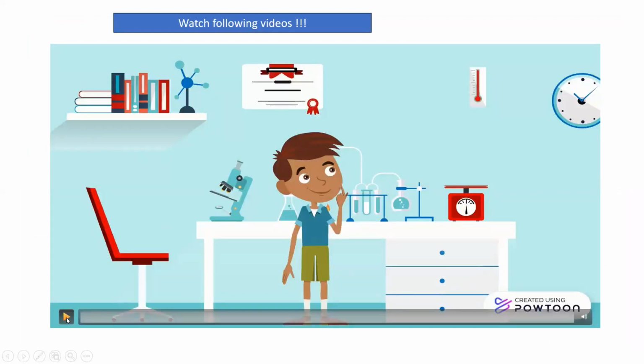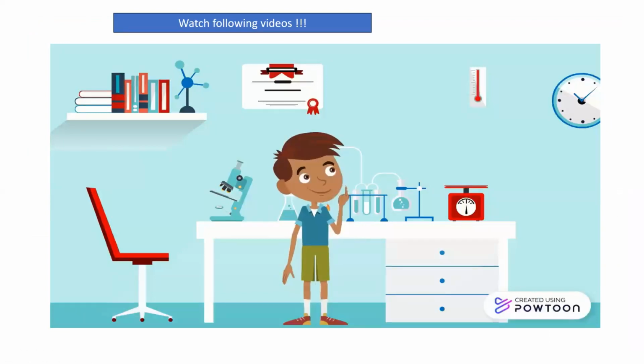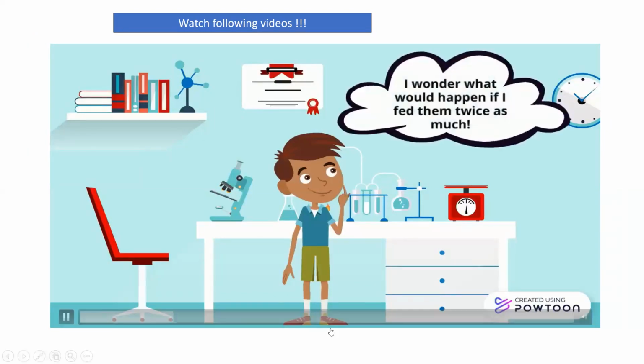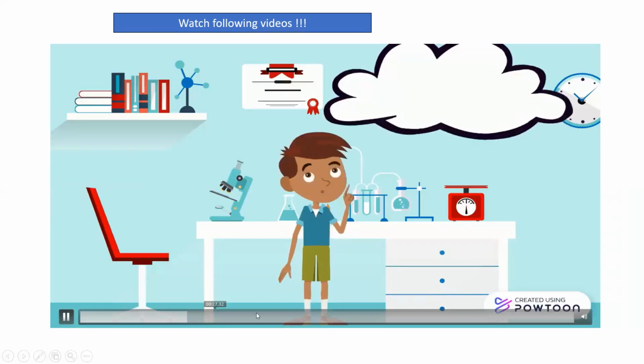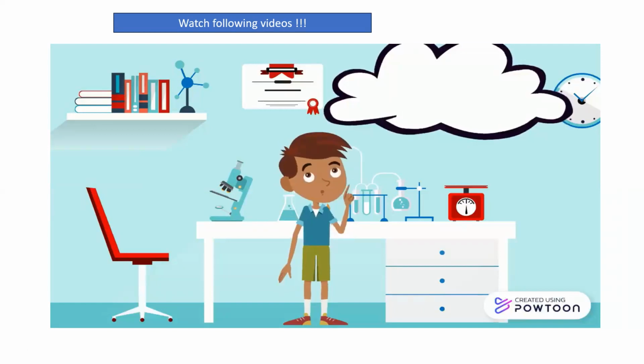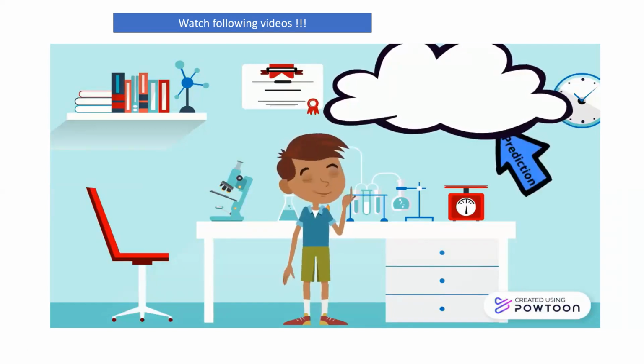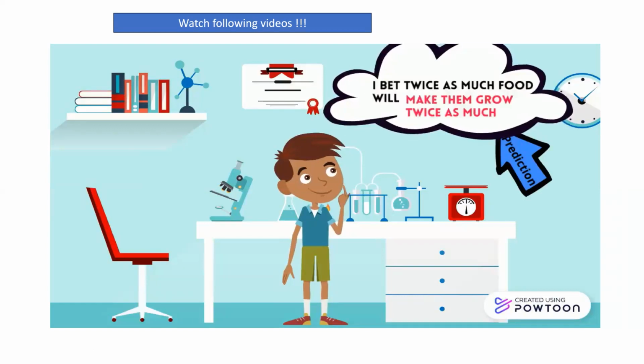Just enjoy the video. By now, you probably realize that a big part of science is testing out your ideas. If you're going to test out an idea scientifically, you need a hypothesis, and your hypothesis needs a rationale. So let's think of a hypothesis. This little boy is wondering what would happen if he fed his amoebas twice as much. To make a hypothesis, you have to turn the question you're asking into a prediction of, if I do this, this will happen. You need both parts. In this case, this boy is going to make a bet that twice as much food will give him amoebas that are twice as big.